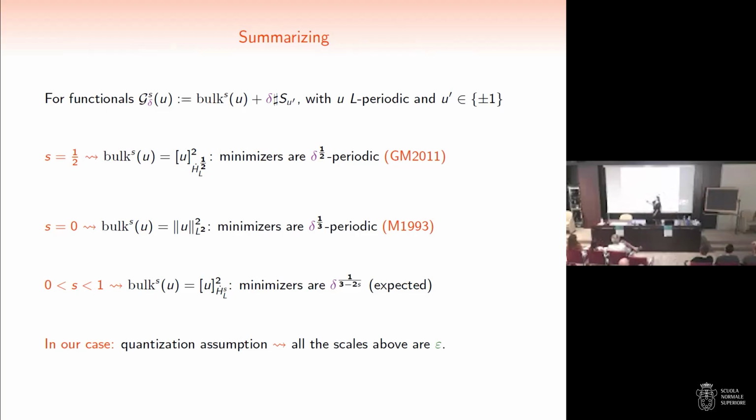For s between 0 and 1, what we expect is another scale that depends on delta through s. And the relation with our paper is that our paper is easier. We do not have the assumption of symmetric wells, but we have that all the scales above are epsilon, in view of the quantization assumption. So we do not have an intrinsic scale, like in this paper, that determines the periodicity of the minimizers, but we impose it.